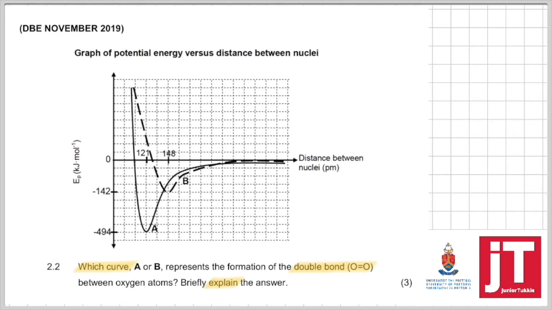So we need to analyze the 2 graphs and compare them to decide which one of the 2 is the double bond. From these curves, we can obtain bond length and bond energy. So let's do so for curve A and then do so for curve B. Reading off the y-axis of the graph, we find that the bond energy for the bond represented by A is 494 kilojoules per mole. The bond length is 121 picometers. Analyzing graph B, we find that the bond energy here is 142 kilojoules per mole. The bond length is 148 picometers.